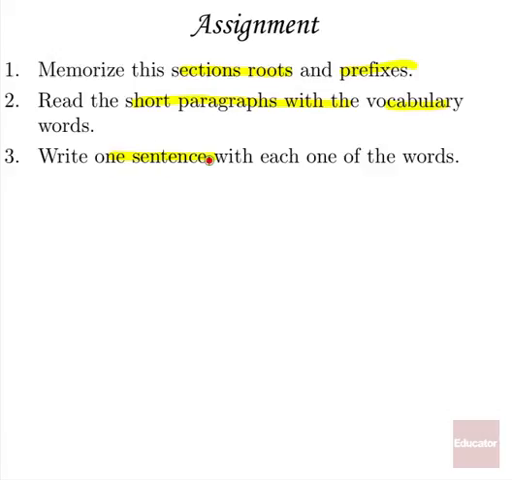Now, let's just think real quick. If a benefactor is somebody who does something great for you, what does a malefactor do?